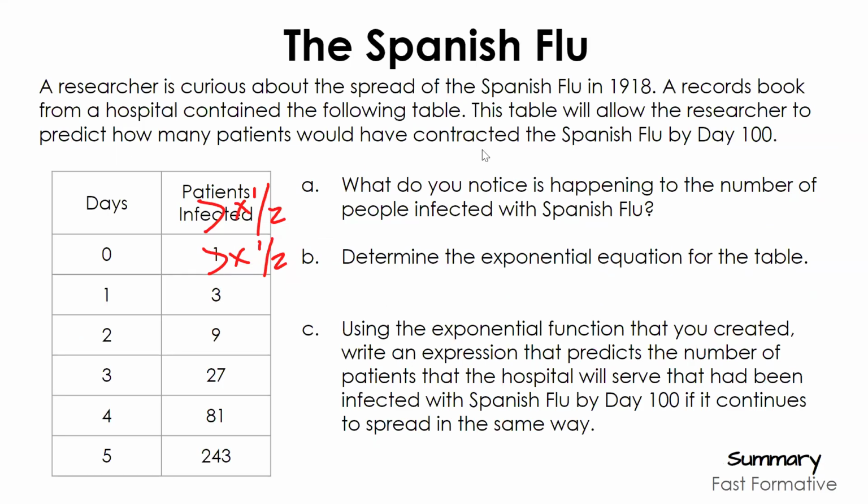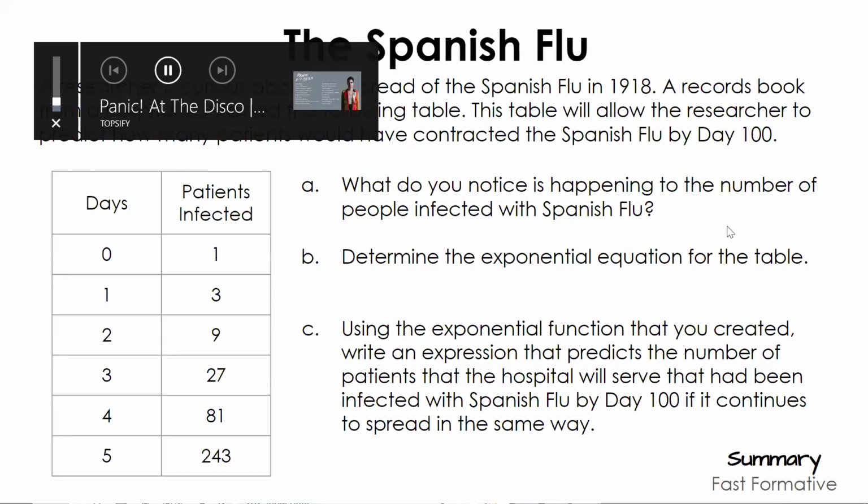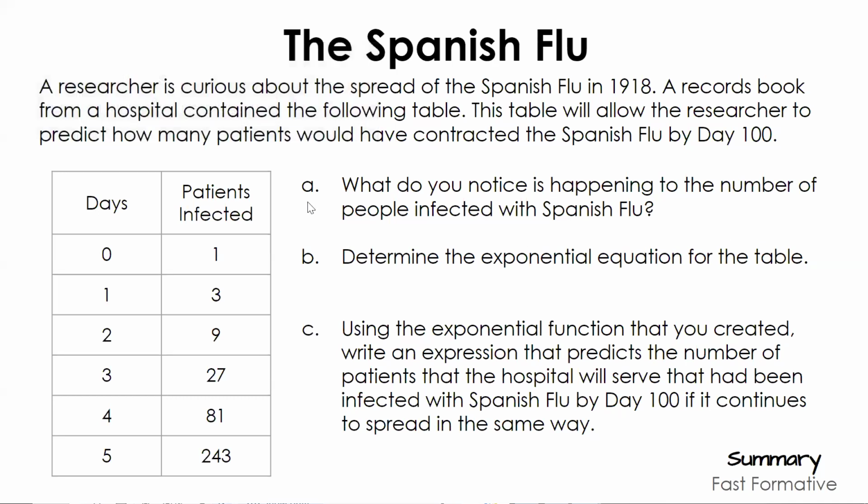Okay, I want you to take a moment. You're going to complete these 3 questions. It says a researcher is curious about the spread of the Spanish flu in 1918. A records book from the hospital contained the following table. This table will allow the researcher to predict how many patients would have contracted the Spanish flu by day 100. So using the table, answer these 2 questions. You notice it's happening to the number of people infected with Spanish flu. Increasing by how much? Like what's happening each time? We're multiplying by 3, right?